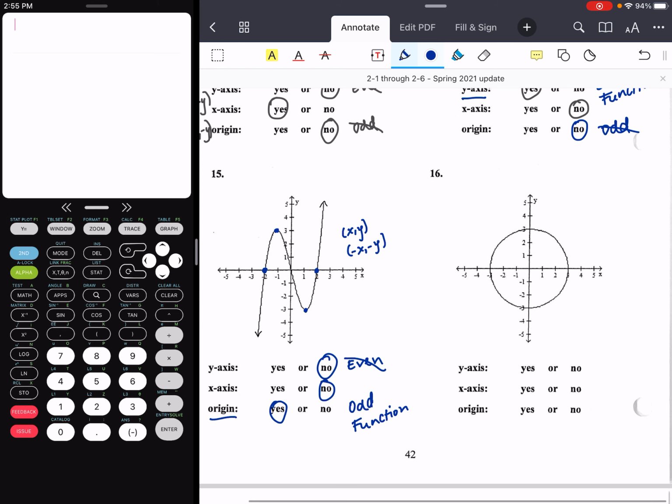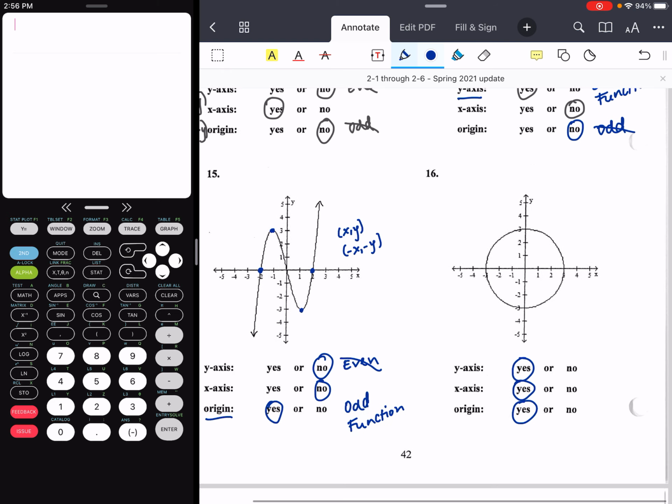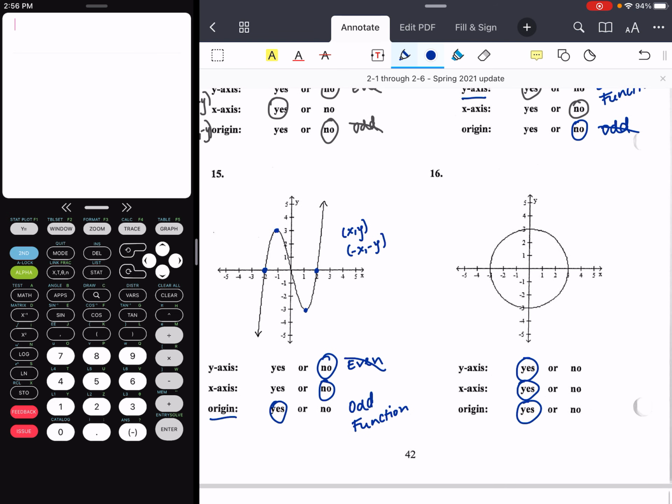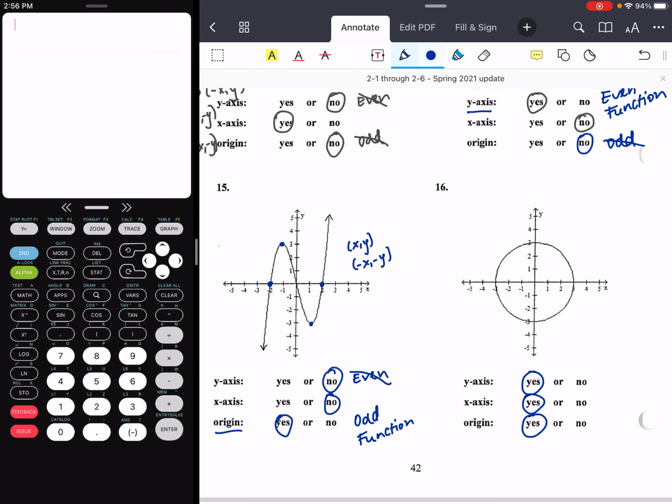And for number 16, now I have yeses all the way across, right? I have y-axis symmetry, I have x-axis symmetry, and I have origin symmetry. So what kind of function do I have? Is it even, odd, or neither? Well, actually, this one isn't a function at all, just like number 13. So symmetry everywhere, but it definitely fails the vertical line test. So this is not a function, so we can't talk about whether it's even or odd.